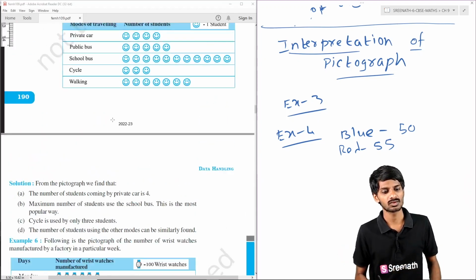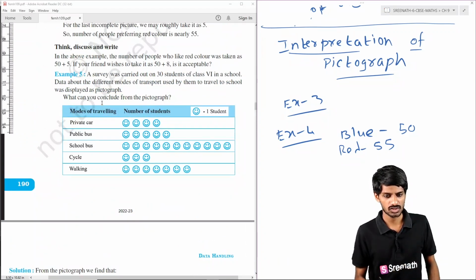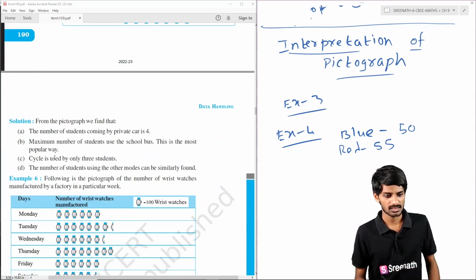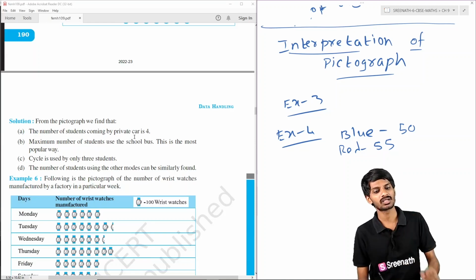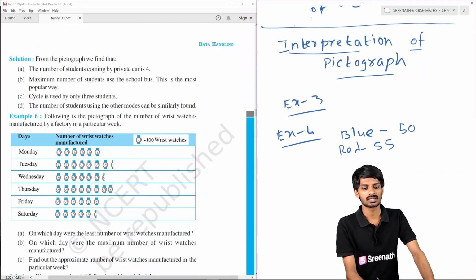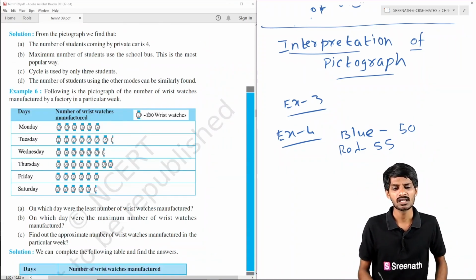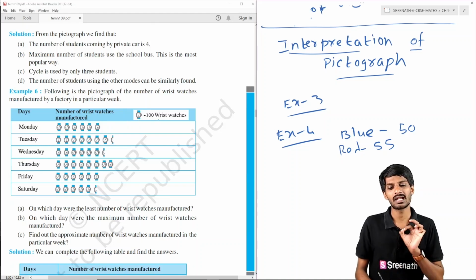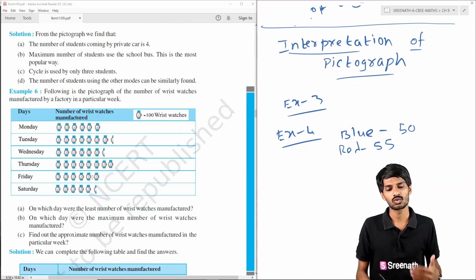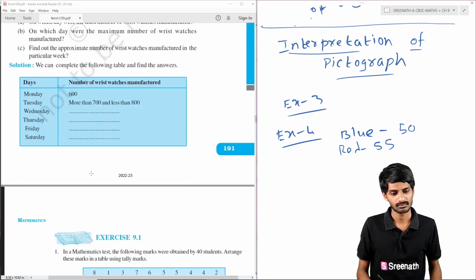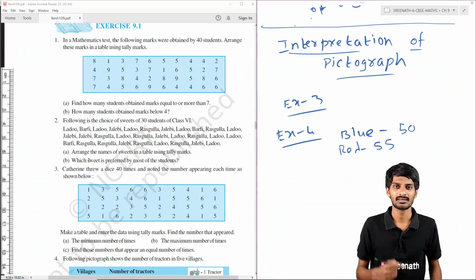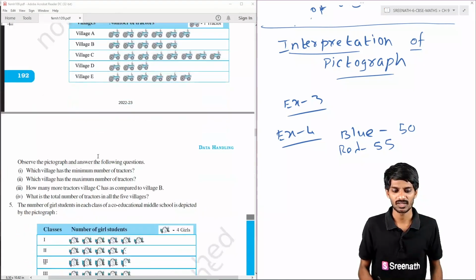Okay, students. So these are the questions we have to solve. The number of students coming by private car is 4. Like that, students. Here also the same thing: one watch emoji represents 100 wristwatches. How many are sold? Like that. So this is all about the interpretation of pictographs, students.